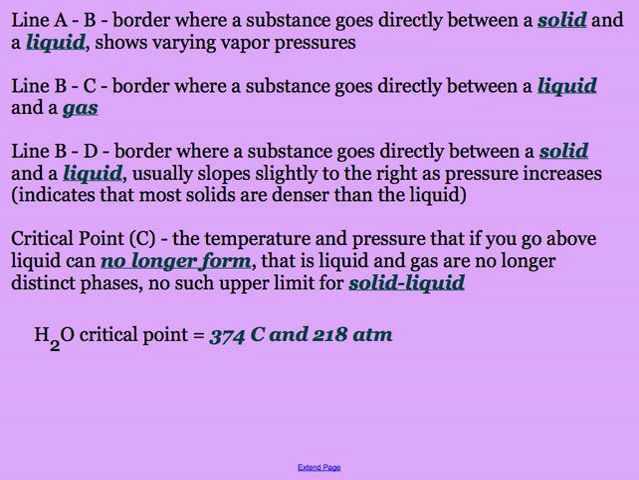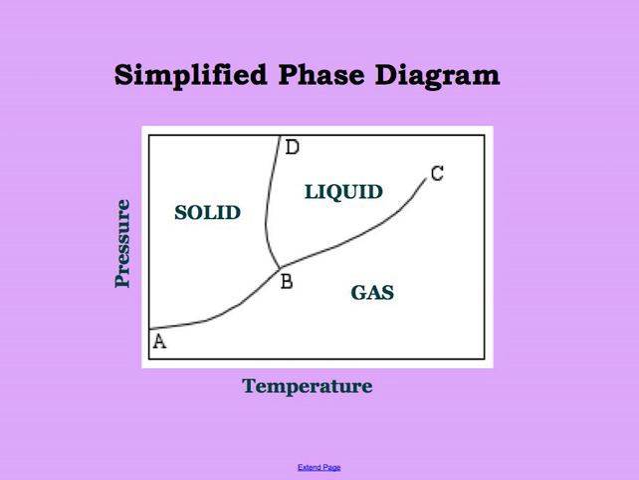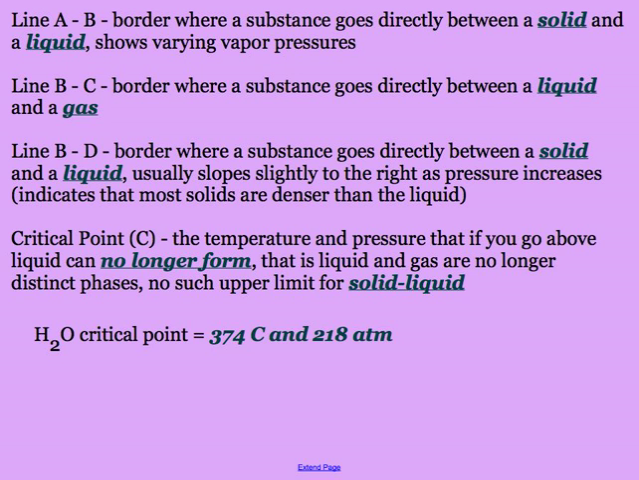And then this just kind of explains what you saw there. So it says line A to B. So we're talking right here. Line A to B is that border between the solid and gas. Line B to C is just our liquid gas. Line B to D is our solid to liquid.